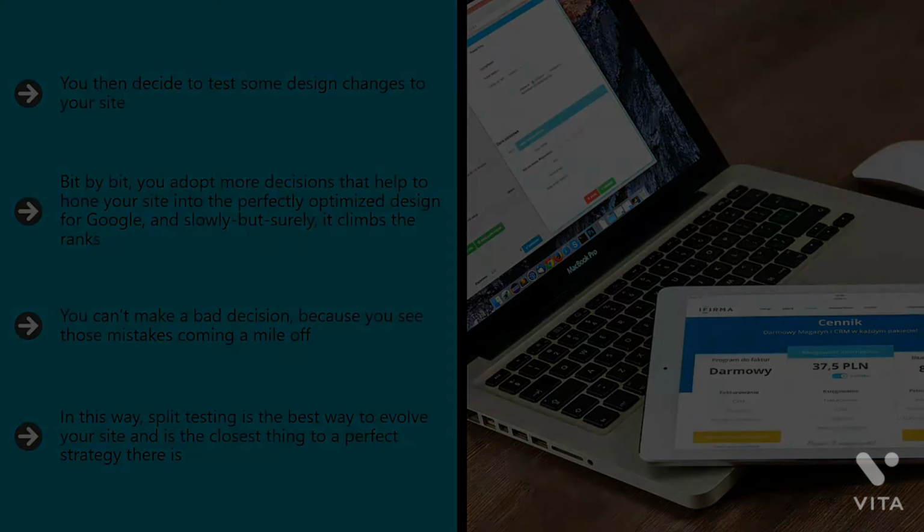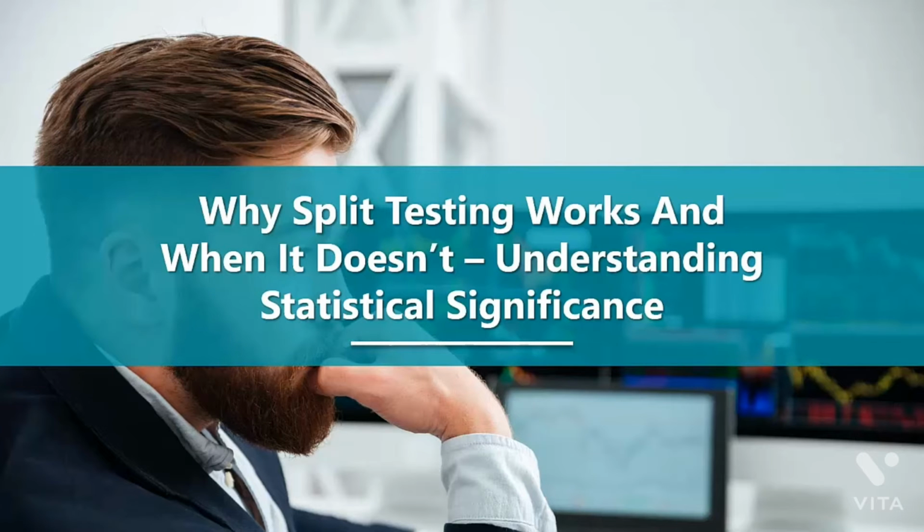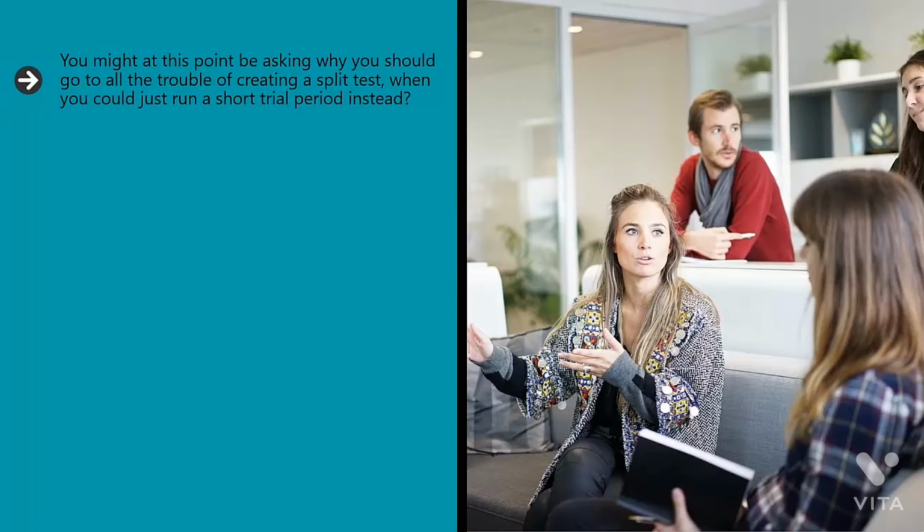Why split testing works and when it doesn't: understanding statistical significance. You might at this point be asking why you should go to all the trouble of creating a split test when you could just run a short trial period instead. Why color your shop's pages red and then wait for them to collect enough actionable data? Isn't this really just a fancy way of describing a kind of public beta test?